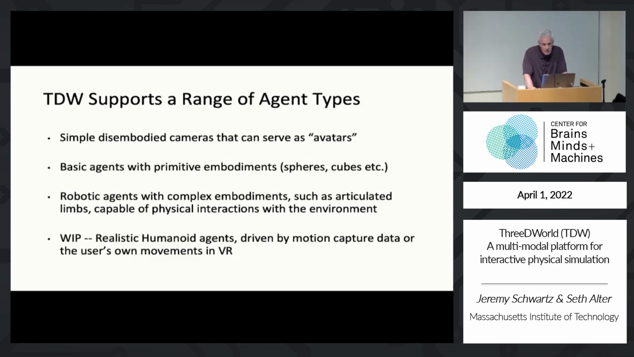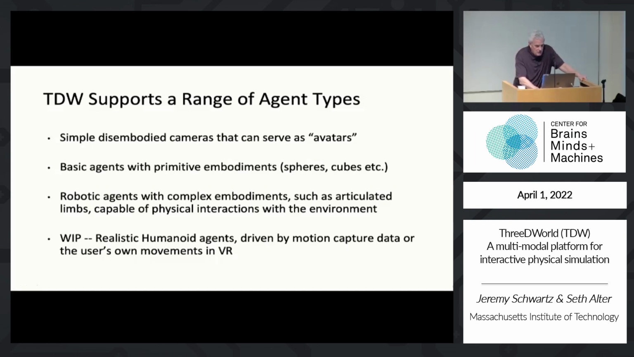The next level up are complex robotic agents with advanced embodiments such as articulated limbs that are capable of both mobility and sophisticated physical interaction with the environment and the objects within it. And finally, we're actively working on near photoreal humanoid agents driven by motion capture data that will move and behave in a realistic fashion. These agents can perform typical human actions such as vacuuming the floor, setting the table, or carrying a tray of food. These agents are ideal for use in sophisticated human-robot collaboration experiments.